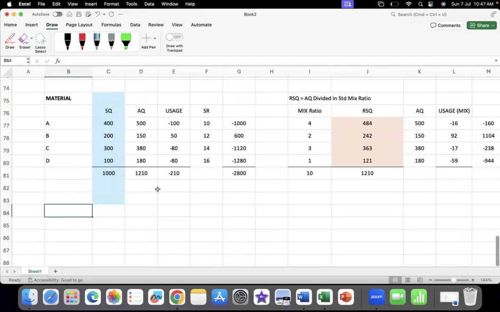Can it be calculated for materials? Sorry, can it be calculated for labors? Yes, it can be calculated. Instead of material, it would be labors. So labor A, labor B, labor C, labor D. But instead of giving these names A, B, C, D, it would be skilled labors, unskilled labors, or semi-skilled labors. So again, the logic still remains the same. That's how you need to calculate it and analyze why we are lacking on things.